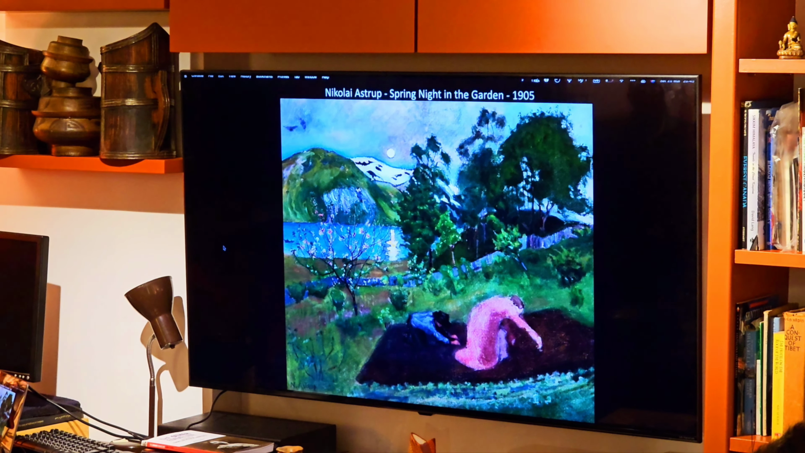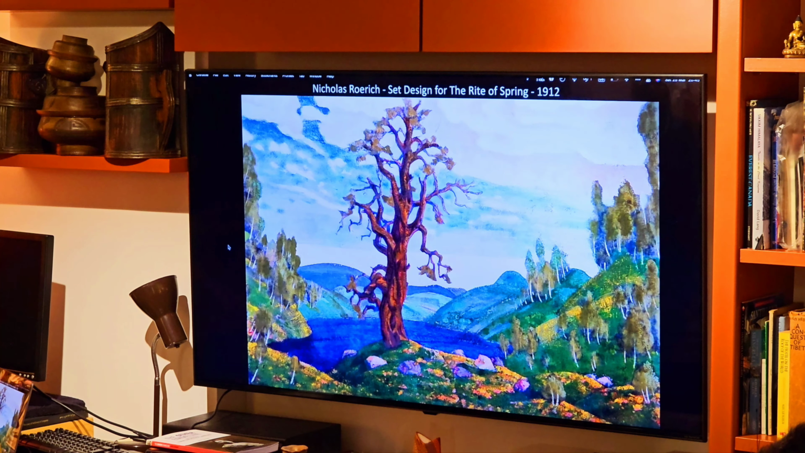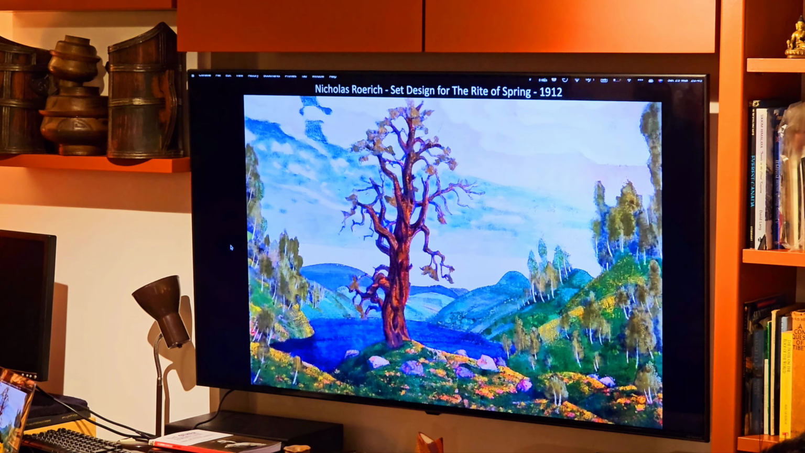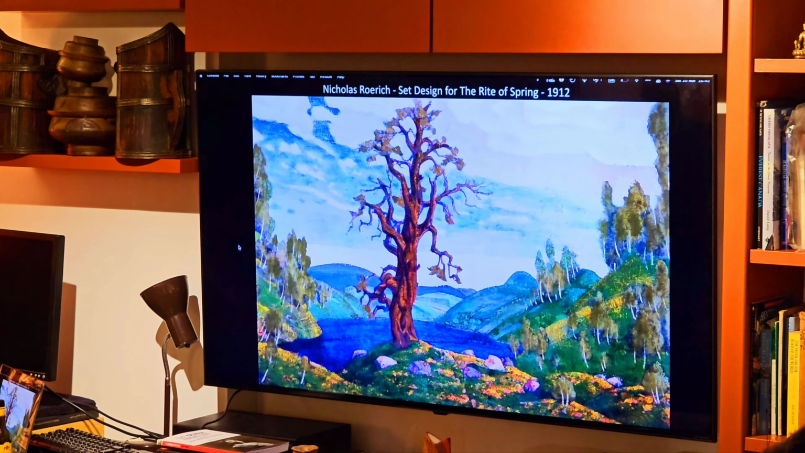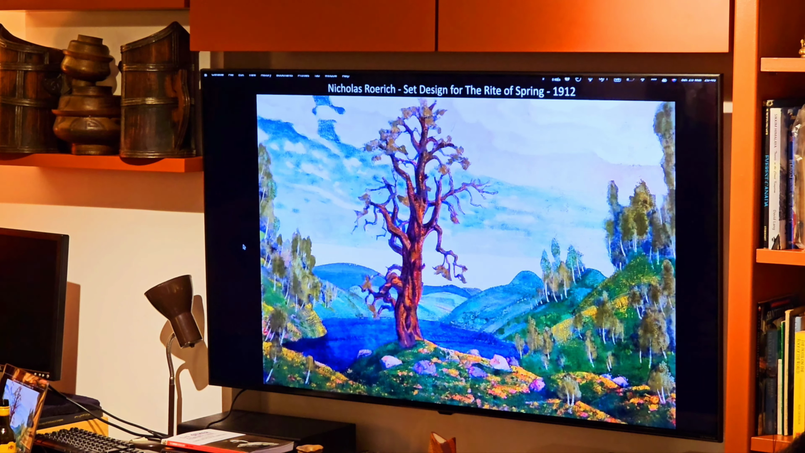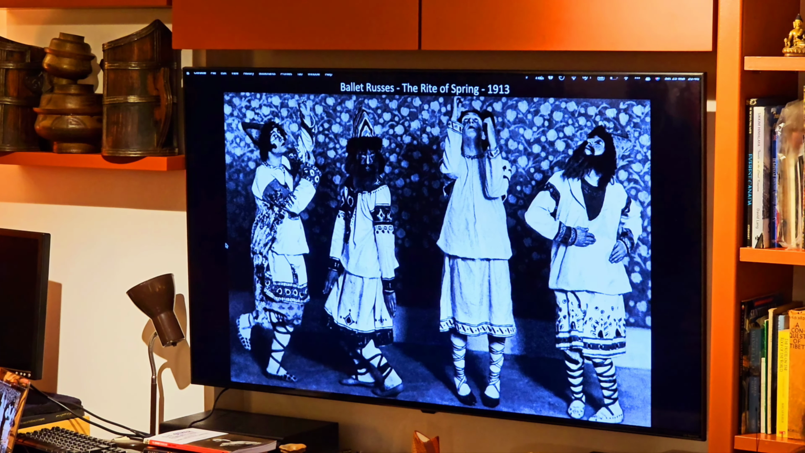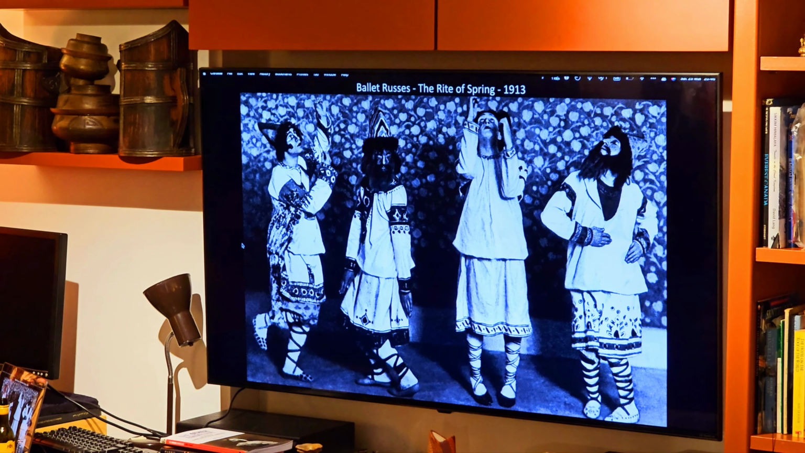This is a Norwegian representation of what spring was like there. Now this is a totally different issue. The Rite of Spring was a piece of music and a ballet in 1913 that caused a lot of controversy. That was the set we saw.